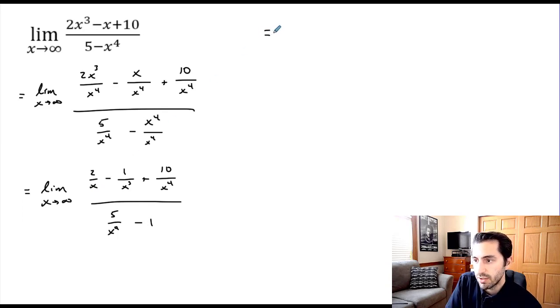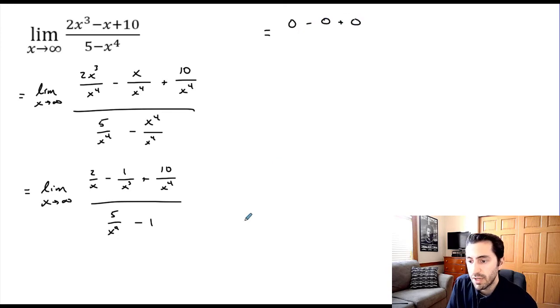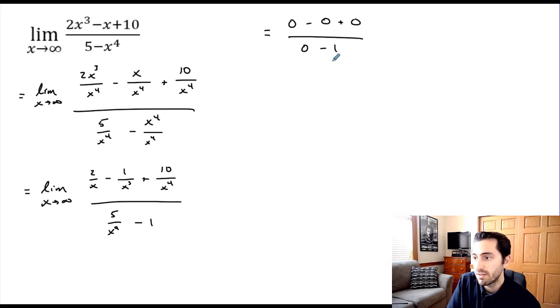So we'll write that over here. So that first one, we end up with 0. The middle one, 1 over x cubed, as those x values get bigger and bigger, that also approaches 0. So minus 0. And then the same thing for the last one. So 10 over x to the 4th. As those x values get bigger and bigger, that will also approach 0. In the denominator, 5 over x to the 4th, that limit is 0. And then we have the limit of a constant, which is just 1. Simplifying this, we end up with 0 over negative 1. So we just end up with 0.